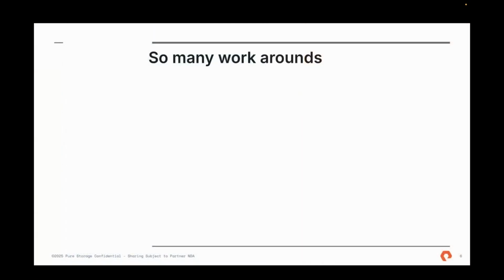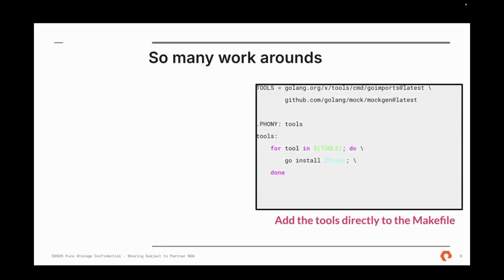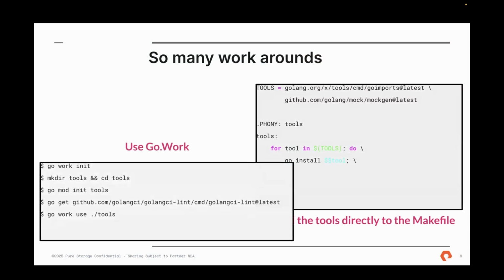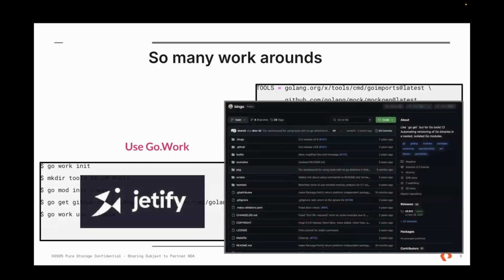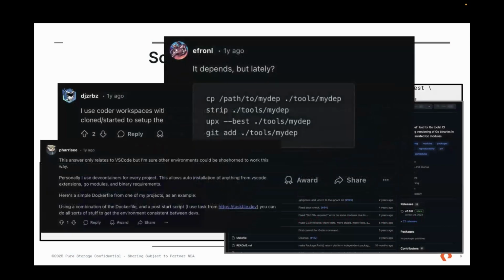Well, you're probably thinking, there are other workarounds. I have other ways of doing this. I don't need all these files. I have the ability to put them directly into our makefile. I have the ability to use go.work. I have a ton of other workarounds. The main point being these are all workarounds that we've created because go.mod does not handle the tools.